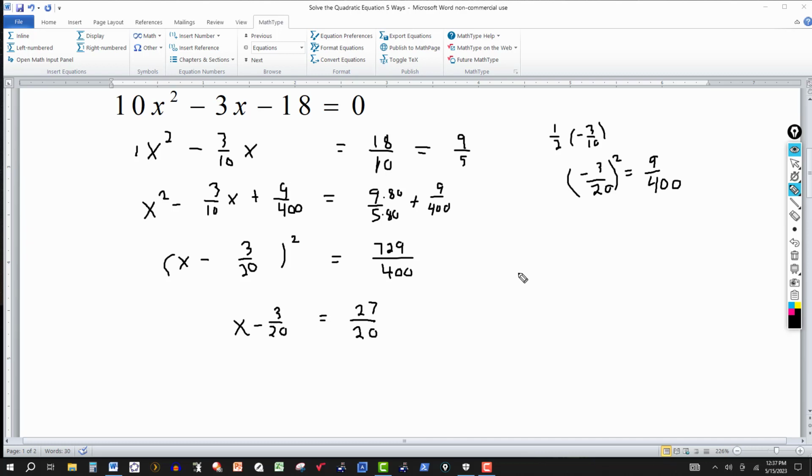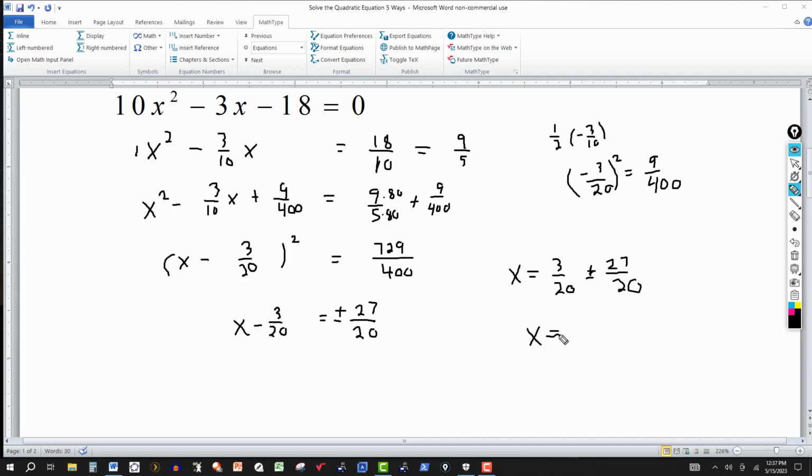So we solve for x here. And this is a plus or minus here. Take the square root, otherwise you're going to lose one root. You only get half the answer. So take the square root, plus or minus. So that tells me then that x will equal, add 3 over 20 to both sides, so it'll be 3 over 20 plus or minus 27 over 20.